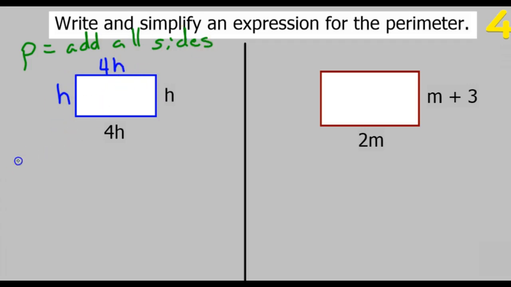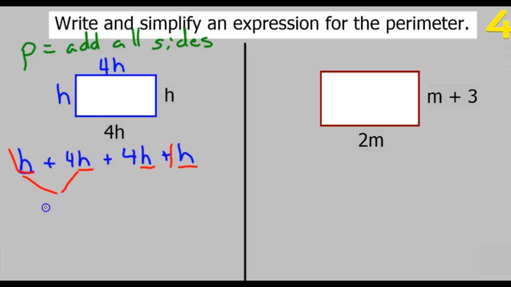So now we're going to add all these sides. We have h plus 4h plus h, or plus 4h, I guess we have another one of those, plus h. So we have a lot of h's. We have a lot of like terms. So what we can do is we can combine these. If we have h, that's like saying 1h. So I can put a 1 in front of both of those.